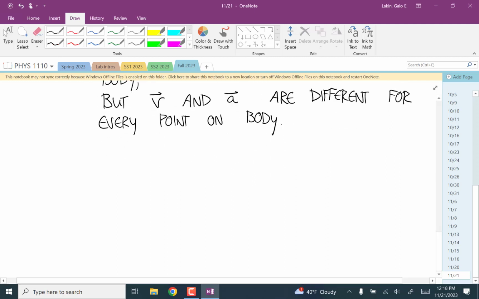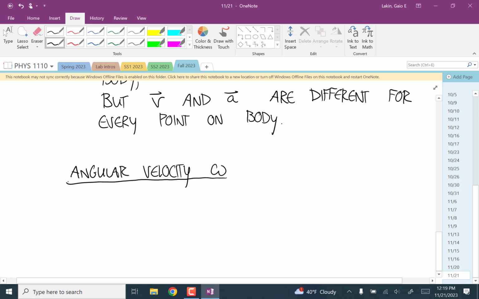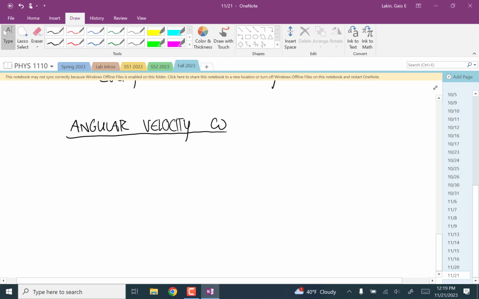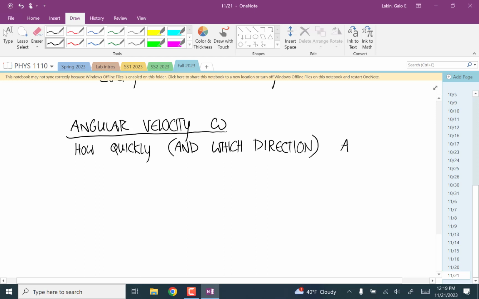Okay, angular velocity. So let's start with that. So the angular velocity omega. What this is telling you is how quickly and which direction a rigid body is rotating.